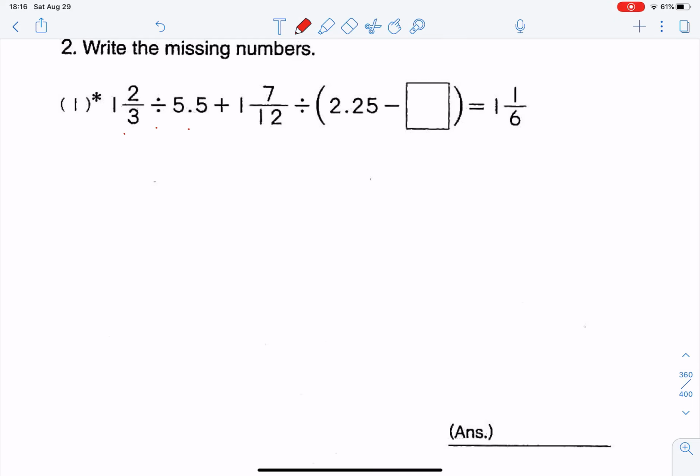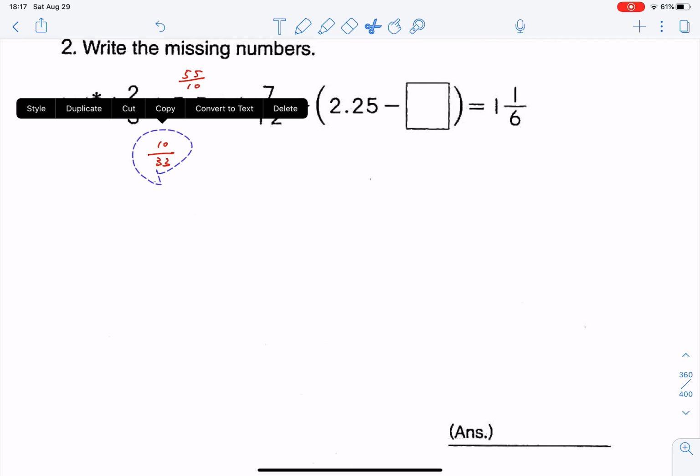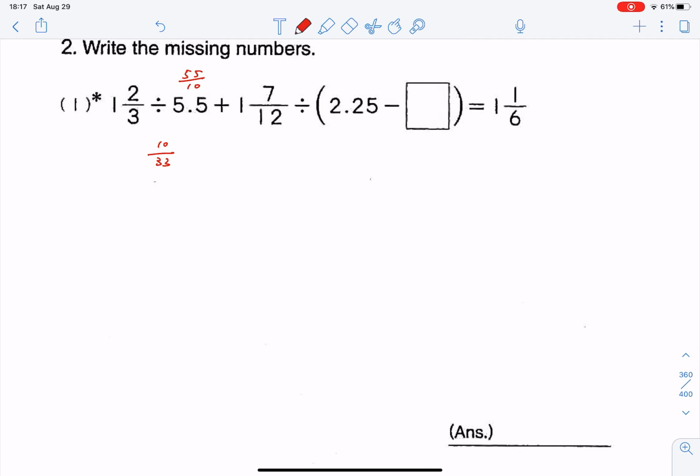Okay, so let's start from 1 and 2 over 3 divided by 5.5. So 5.5 is 55 over 10. And if it's divide, then just multiply by 10 over 55. You already know that, and this one is 5 over 3. So then I can actually solve this first, right? So I have 10 over 33. Let me just move it up here. So that's that. Oftentimes what I like to do is cross it out, which means that's been solved already.